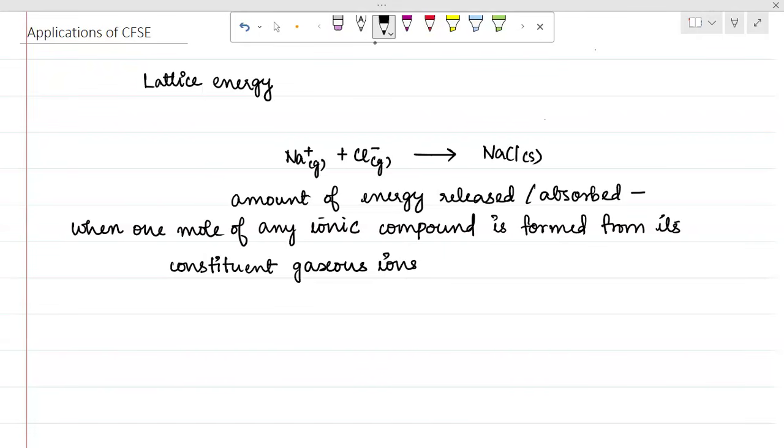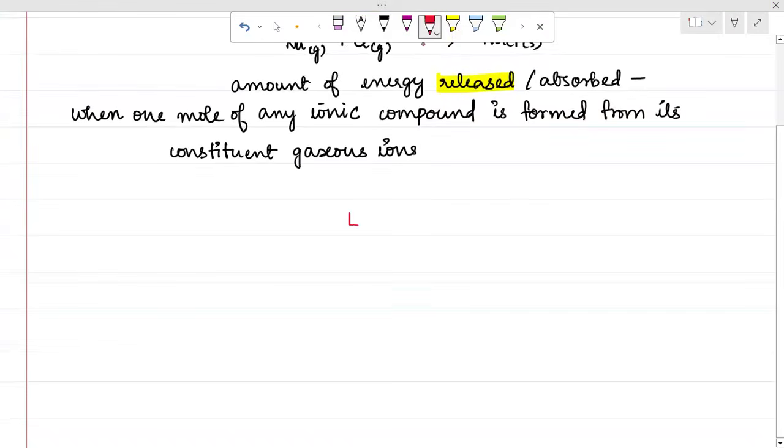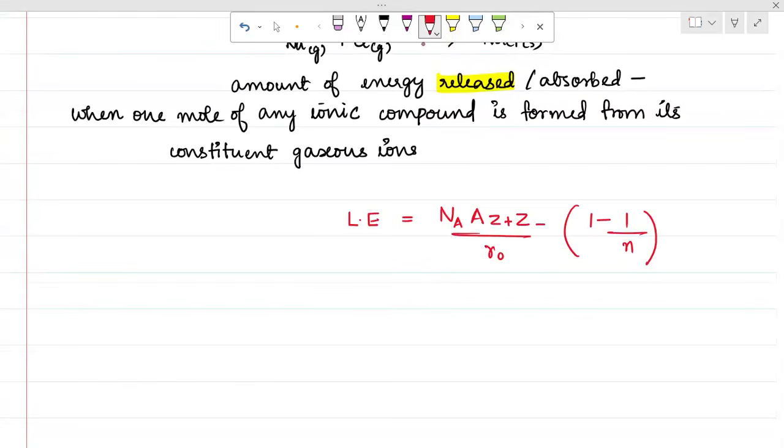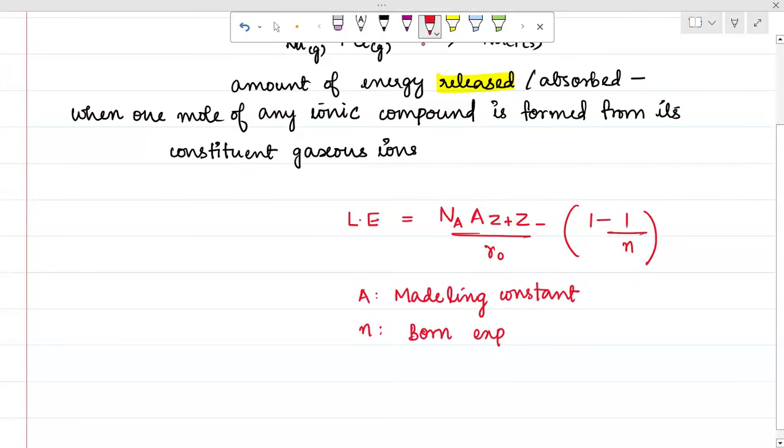Okay, so if the compound is being formed, lattice energy would be negative because energy would be released. Majorly, energy would be released, then only the compound would be formed. So if the energy is released, the value of lattice energy is going to be negative. The equation is lattice energy equals N_A Z plus Z minus by R0 into 1 minus 1 by n. You need not learn the formula. Where N_A is the Avogadro constant, A is the Madelung constant, and n is an exponent, a constant called the Born exponent. No need to learn all these things, but I'm just letting you know.